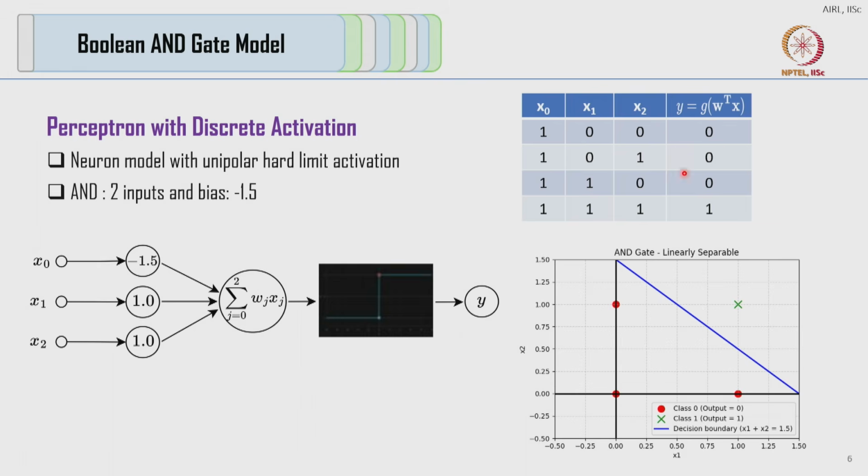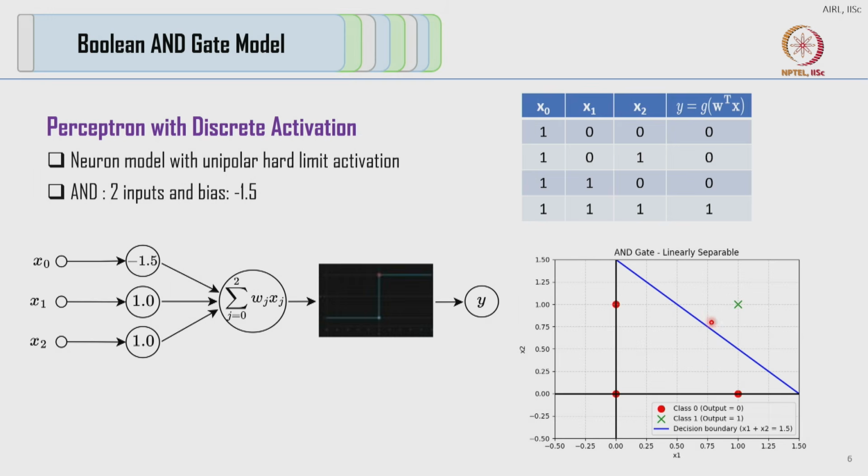If I am trying to represent the activation function, let us look at it. All zeros belong to class red color. If this output is 1, it belongs to class 1, which is represented by x mark. So this is my data point in a 2-dimensional plane. What we got is a decision boundary x1 plus x2 equal to 1.5. That is my line which is passing through this.